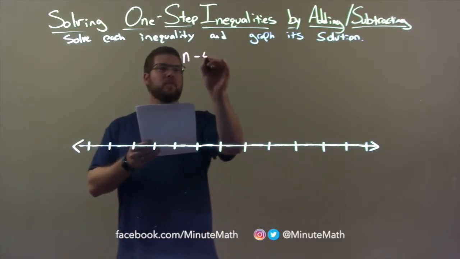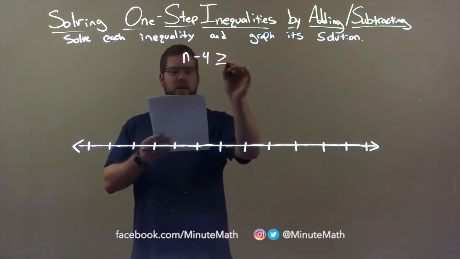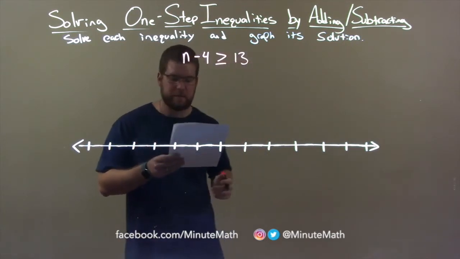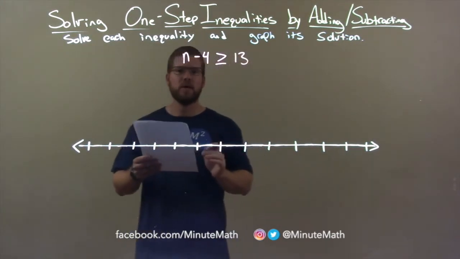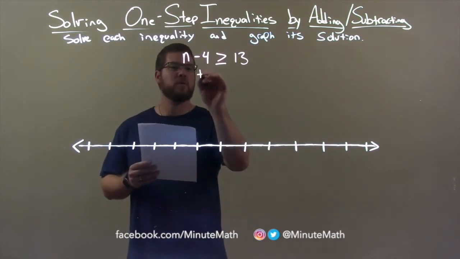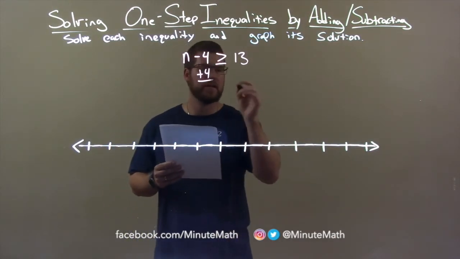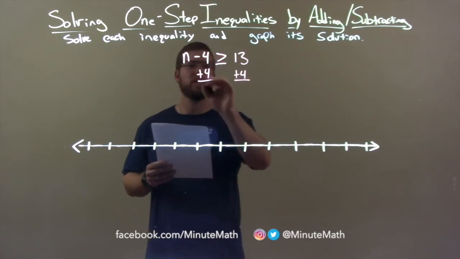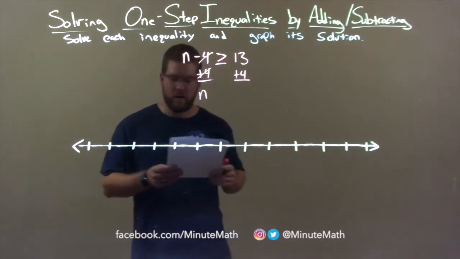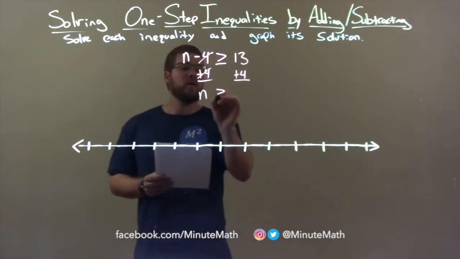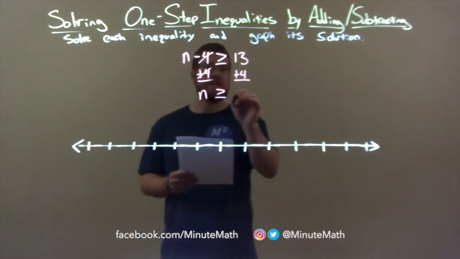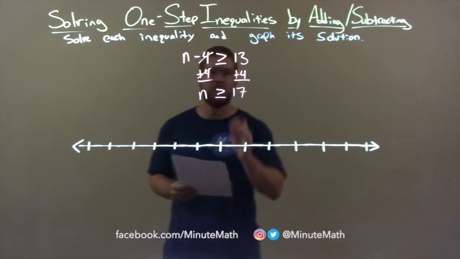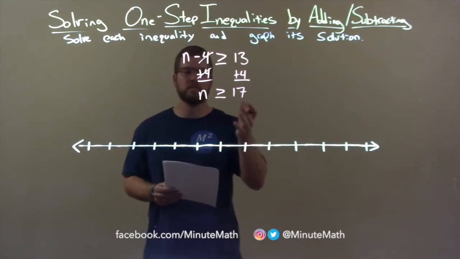n minus 4 is greater than or equal to 13. All right? First thing I want to do is add 4 to both sides. Opposite of subtraction is addition. Add 4 to both sides, the 4s cancel, n is now by itself. Still greater than or equal to, but 13 plus 4 is 17. So now we have our inequality. n is greater than or equal to 17.